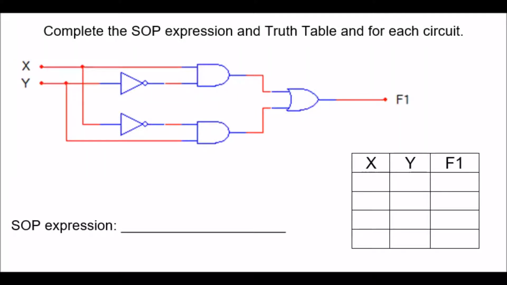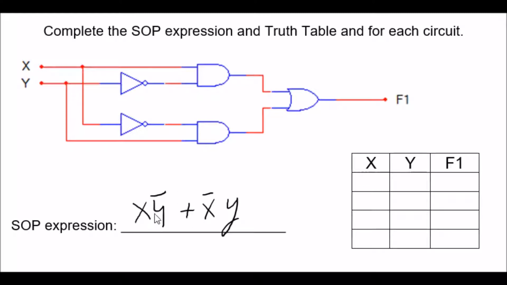Converting from an AOI circuit to a sum of product expression and a truth table should be pretty easy for you at this point. So I'll just write the expression first. I can see going into this first AND gate, I have an X and a not Y. Maybe I'll just put it down here. X, not Y. Going into the next AND gate, I have a not X and a Y, and they're being ORed together there. So that's a not X and a Y.